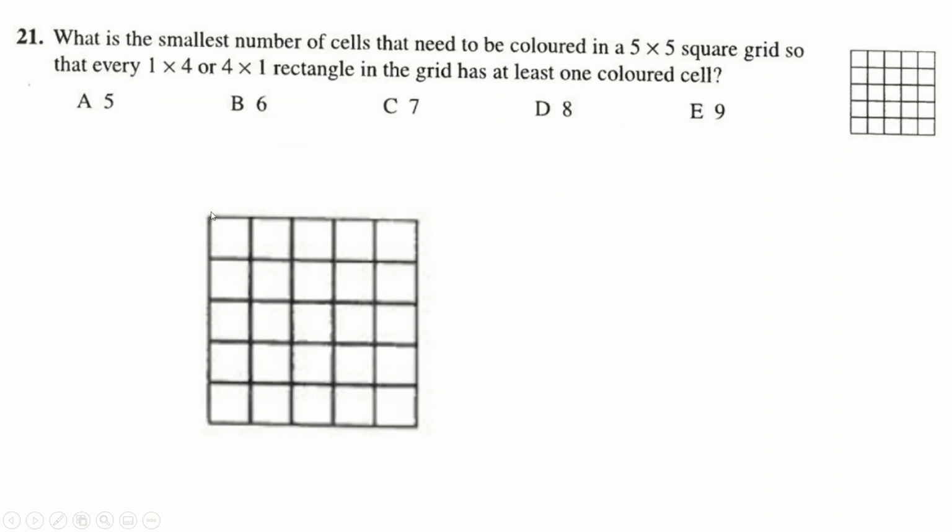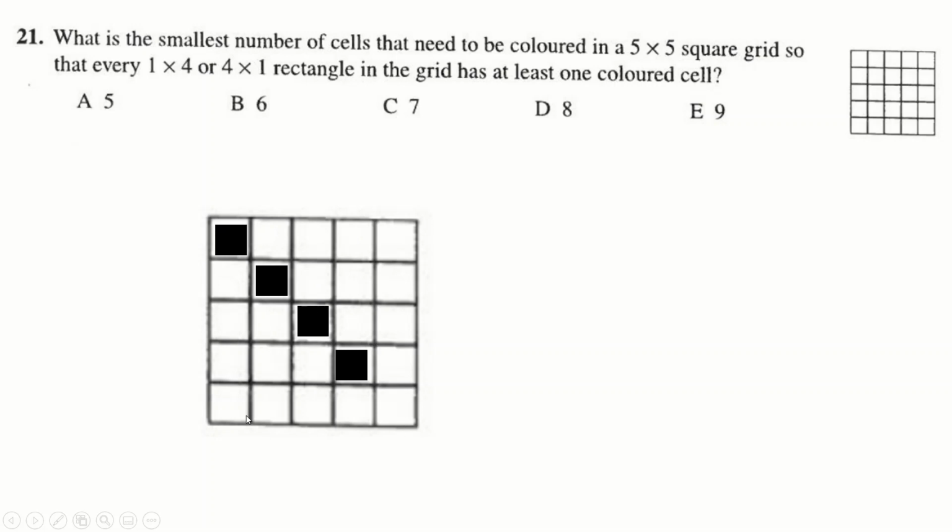21, so 1 by 4 rectangles or 4 by 1 rectangles all need to have at least one kind of dot in them coloured. So okay, if I just colour this dot, one of the ways that I thought to do this was, let's just pretend that this is a 4 by 4 grid instead of 5 by 5. Then the dots I would have to colour are this one, this one, this one, and this one. That's the minimum number, because now I'm covering everything vertically and everything horizontally.